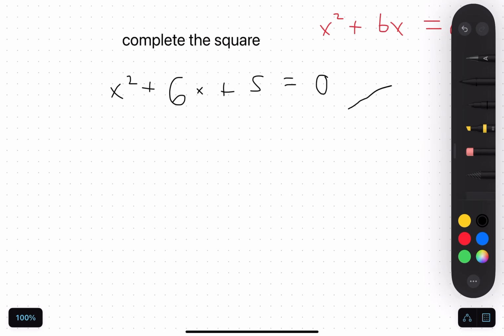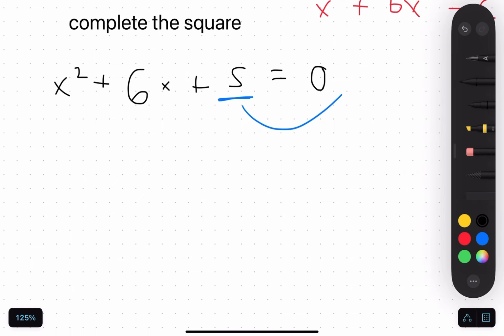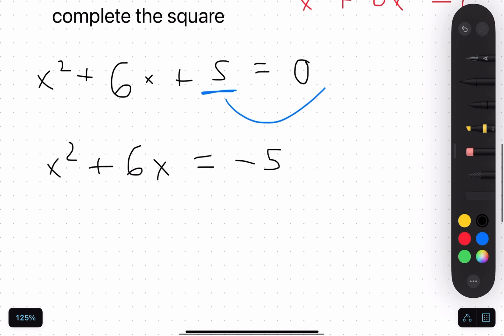To follow that, we just have to transpose c. What's the constant? 5. That's c. We just transpose it to the other side. That becomes x squared plus 6x equals -5. Next, we have to find the constant, because we just transposed the constant to the other side, which means there's no constant now.